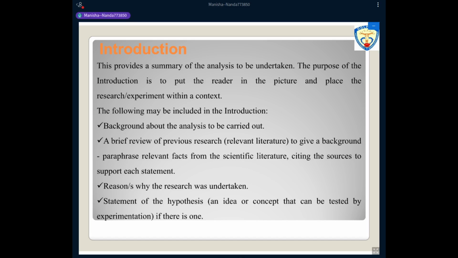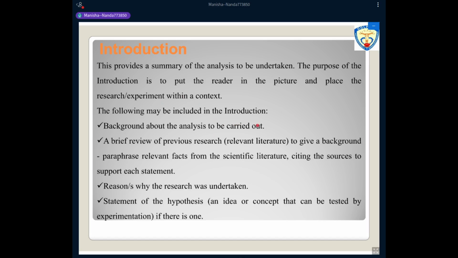Then comes the introduction part. Okay, introduction, as the name defines, it is a clear-cut introduction, or it introduces what you are actually going to do in that particular research design. So the introduction provides a summary of the analysis to be undertaken. The purpose of the introduction is to put the reader in the picture and place the research or experiment within a context.